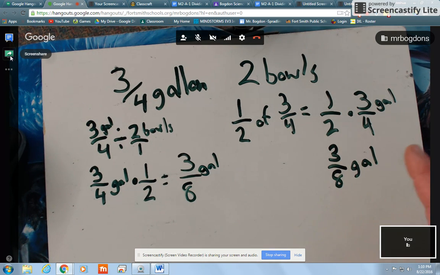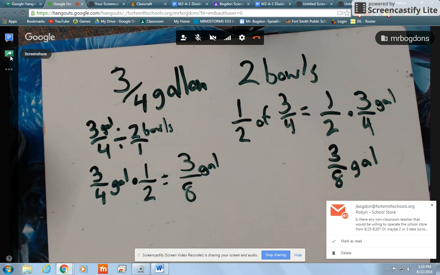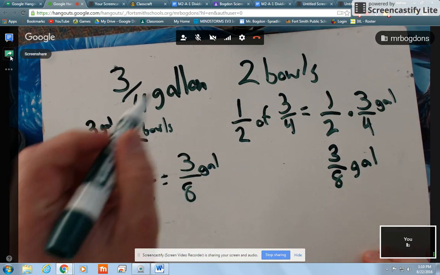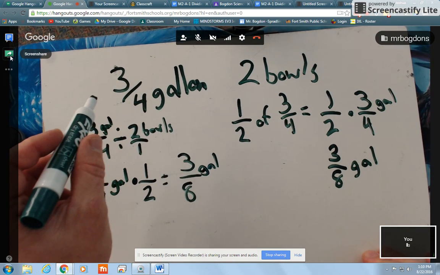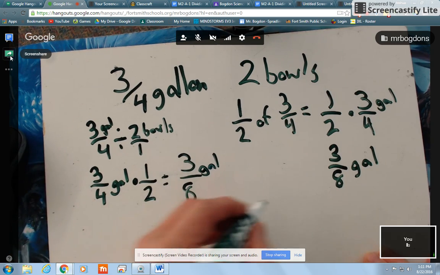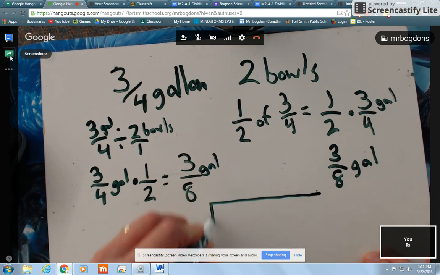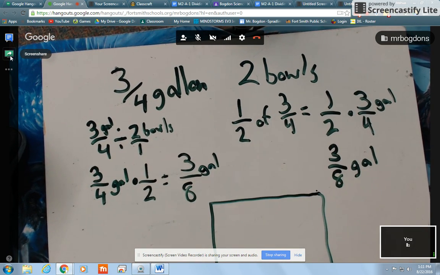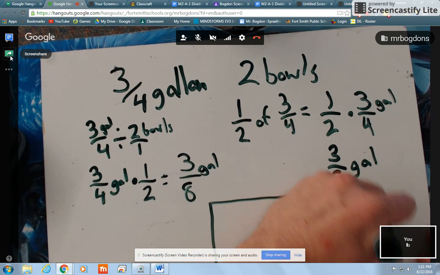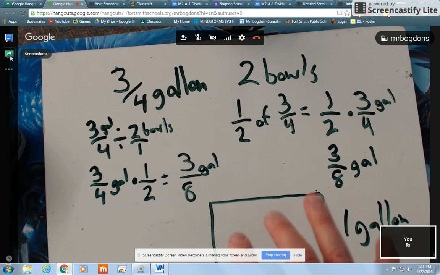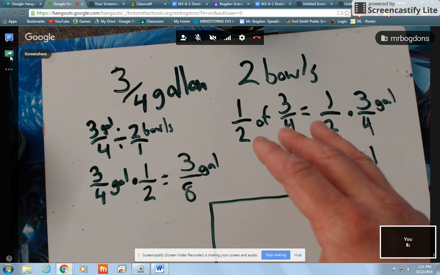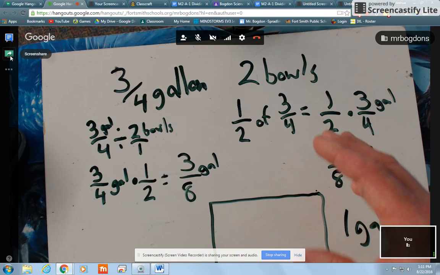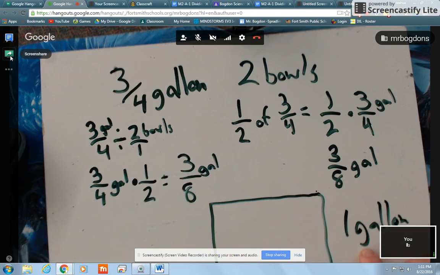So that makes sense. What if the question was annoying and it says, we need to have a model? How would I show this using a model? Well, draw what you have to share. What am I sharing? 3/4. I'm sharing 3/4. So I would always start with the whole unit. 1 whole gallon. So I'm going to say that box, it could be a circle, it could be a square, it could be a rectangle, whatever it is, I'm going to call that my whole.